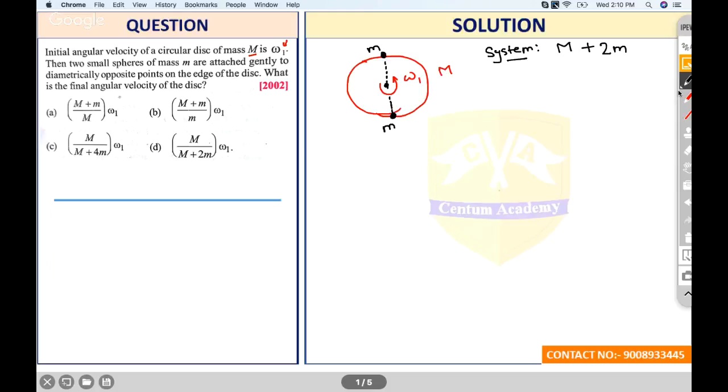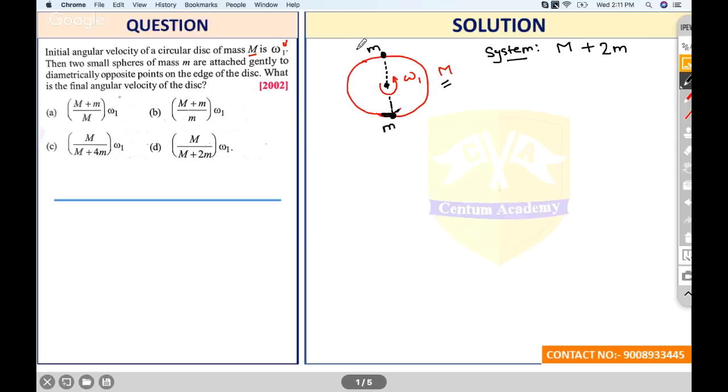Okay, then one thing that should come to our mind is that you can conserve angular momentum about the axis of rotation. How can we do that? See, there is no external torque about the axis of rotation. The capital M will be pulled by gravity with a force of mg, right? But that force is applied at the center of the disk and passes through the axis. So there is no external torque due to the weight of capital M.